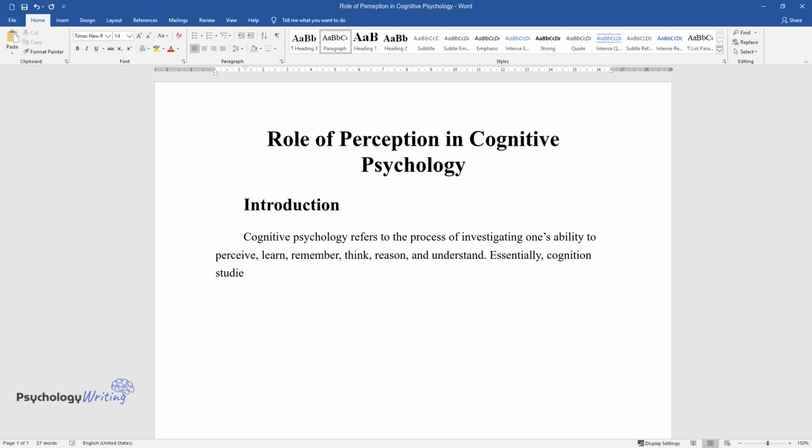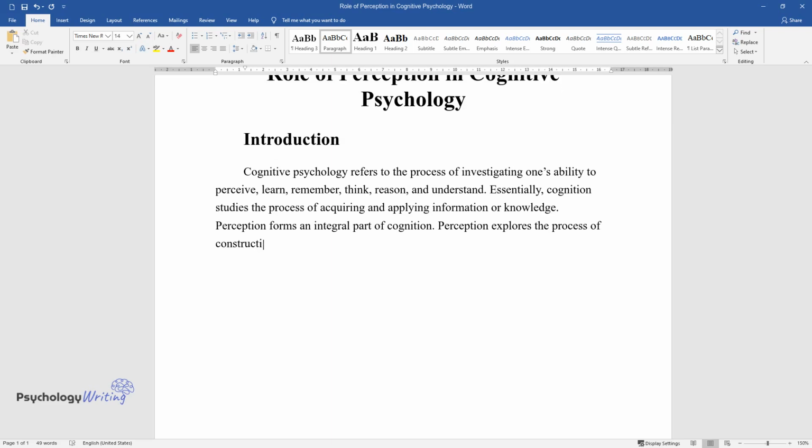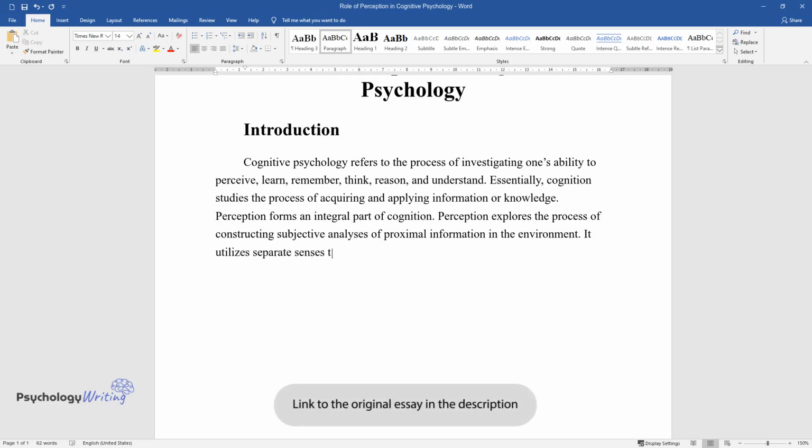Essentially, cognition studies the process of acquiring and applying information or knowledge. Perception forms an integral part of cognition. Perception explores the process of constructing subjective analyses of proximal information in the environment. It utilizes separate senses to achieve the task of interpretation.